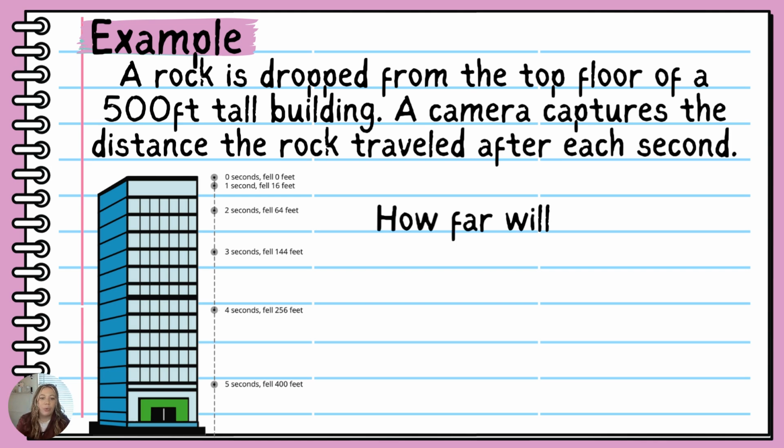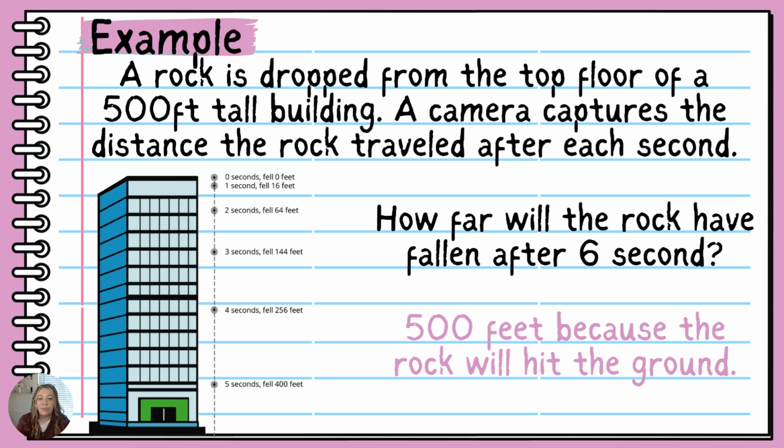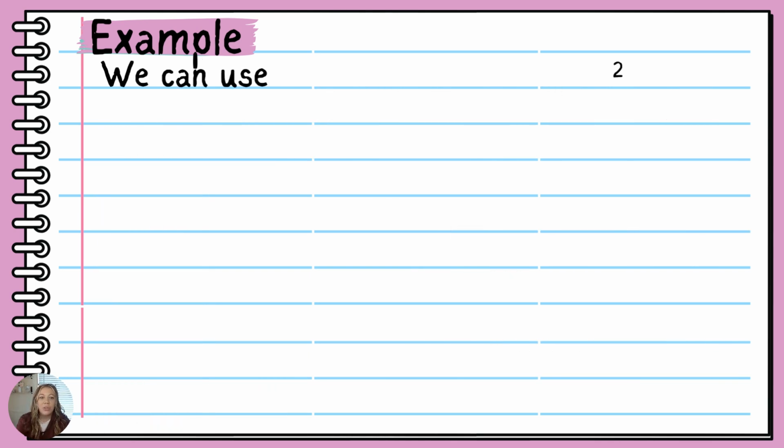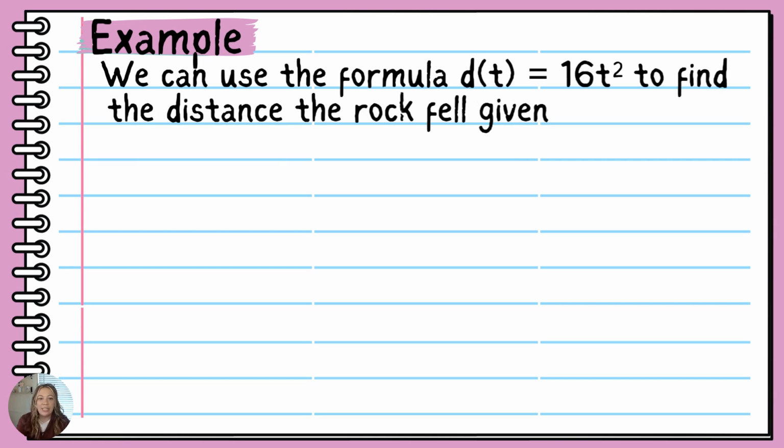So how far will the rock have fallen after 6 seconds? We ended at 5 seconds where it was 400 feet. If we go to 6 seconds, that gap is going to be pretty big. We're actually not going to be able to reach all the way to 6 seconds because the rock will hit the ground first. So we can say that it's going to reach 500 feet, because that's when the rock will hit the ground. Since that building was 500 feet tall, that's why it went all the way down to 500. So we can use this formula, d of t equals 16t squared, to find the distance the rock fell given the time.